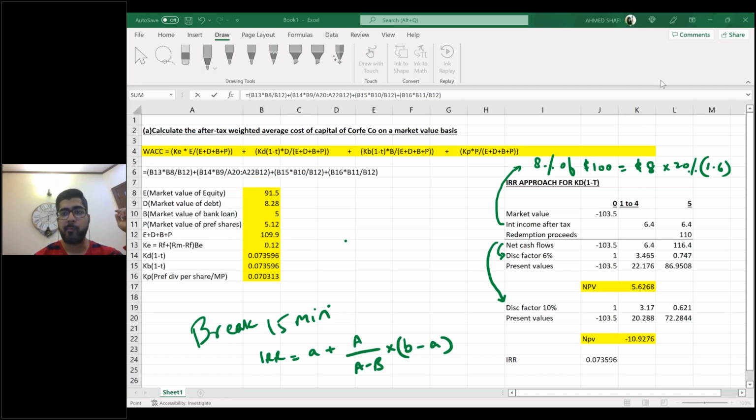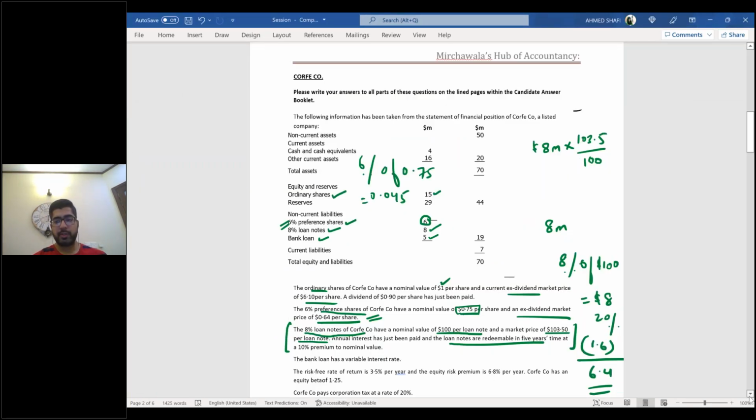Okay, so now we will be moving towards part B of the question, and then we will be going towards the next question. So what is part B of this question?